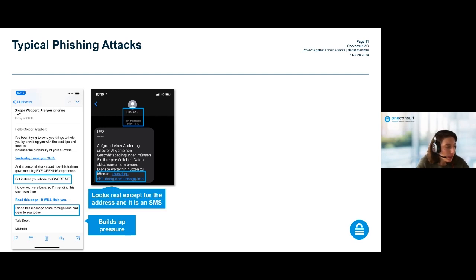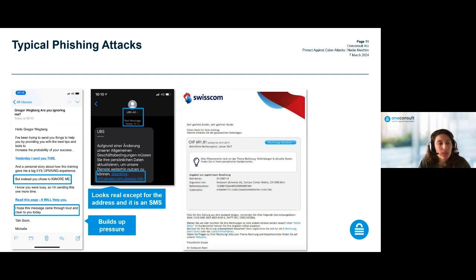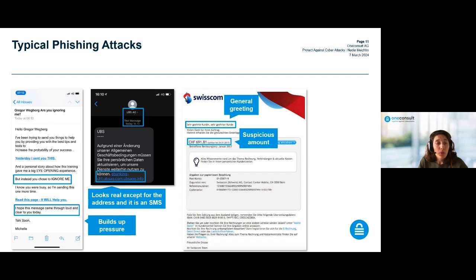And for the last example, here for Swisscom, we have general greetings. So that's to a customer, and this is not addressed personally. The amount of money here, exact to the cent, is also suspicious. And there are also some spelling mistakes. Some umlauts here are missing.